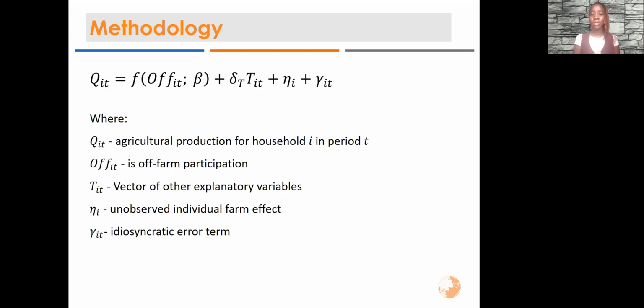To address the research question, this study used a dynamic panel data model to address endogeneity. The dependent variable, agricultural production, was measured as total quantity of agricultural produce in kilograms. Off-farm participation indicated households engaging in business or self-employed activity other than agriculture as their main occupation.